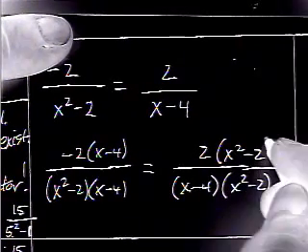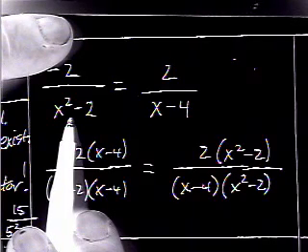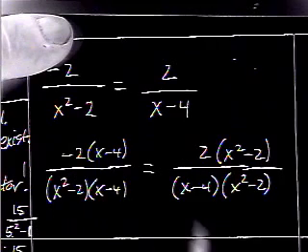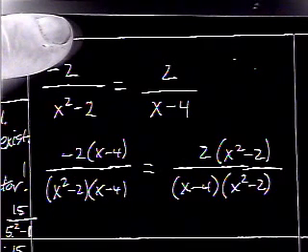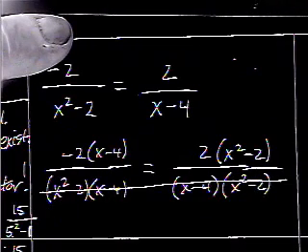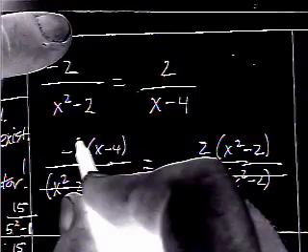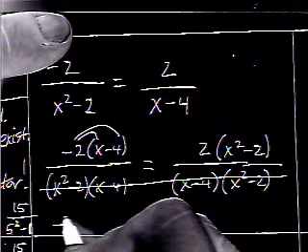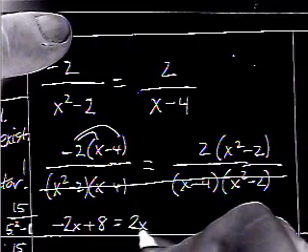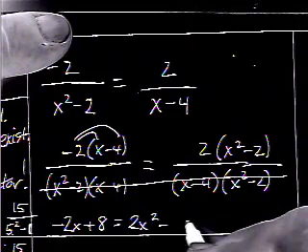Now I know some of you are saying, well, why can't you factor that x squared minus 2? Well, it's not a difference of perfect squares. 2 is not a perfect square, so I can't factor it. And if I multiply everything through by the common denominator, gone. So, distributing this, we get negative 2x plus 8 equals 2x squared minus 4.